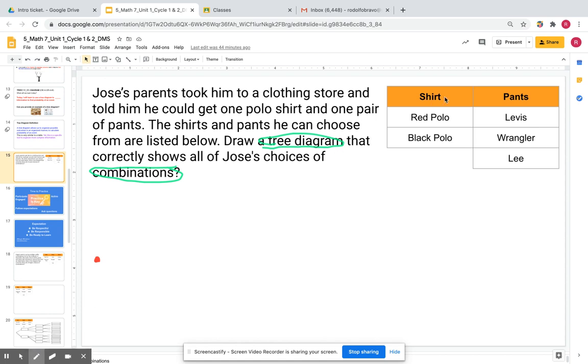Okay, so we're going to start off with the shirts. Based off the shirts, we have red polo and black polo. So there's two options here. That means you should have two branches. One of the branches should be a red polo. I'm going to use RP for red polo.